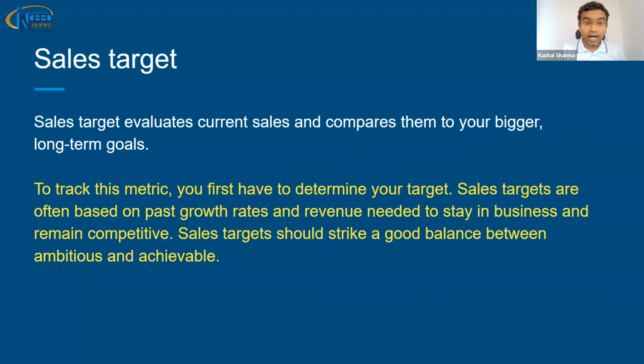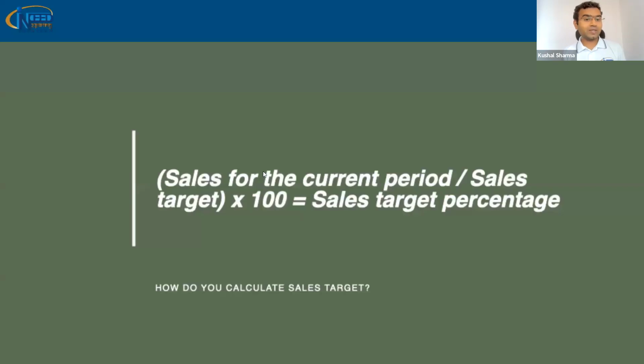The second one is sales target. Sales target is basically the goals you are planning for your company. I believe those who work in this are always struggling. First they make targets, and then they work hard with the team to achieve them. This is the formula for the sales target percentage: sales for the current period divided by sales target, multiplied by 100.